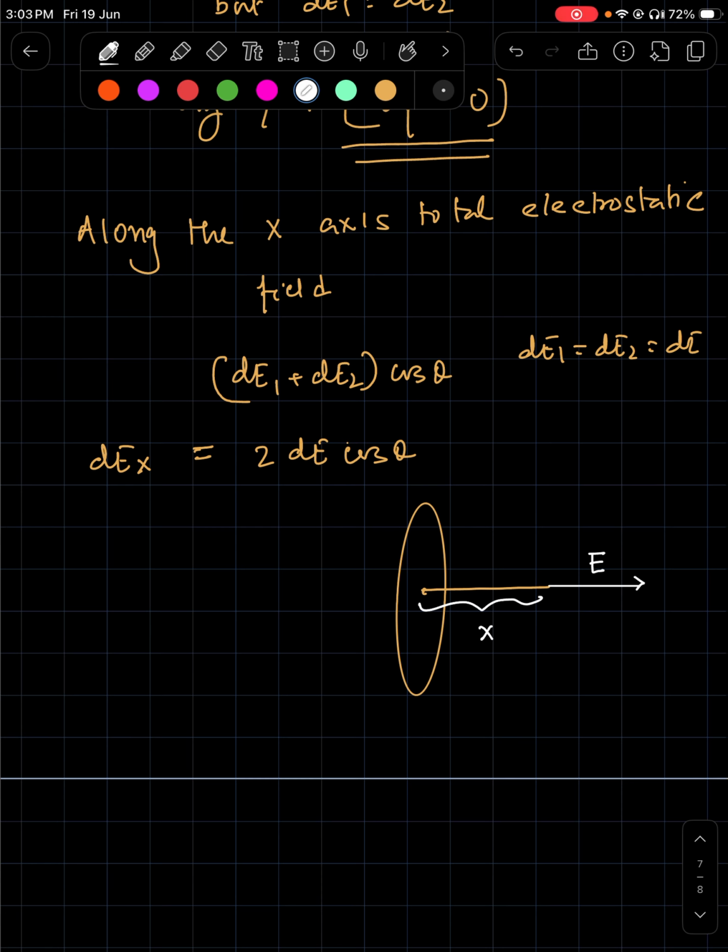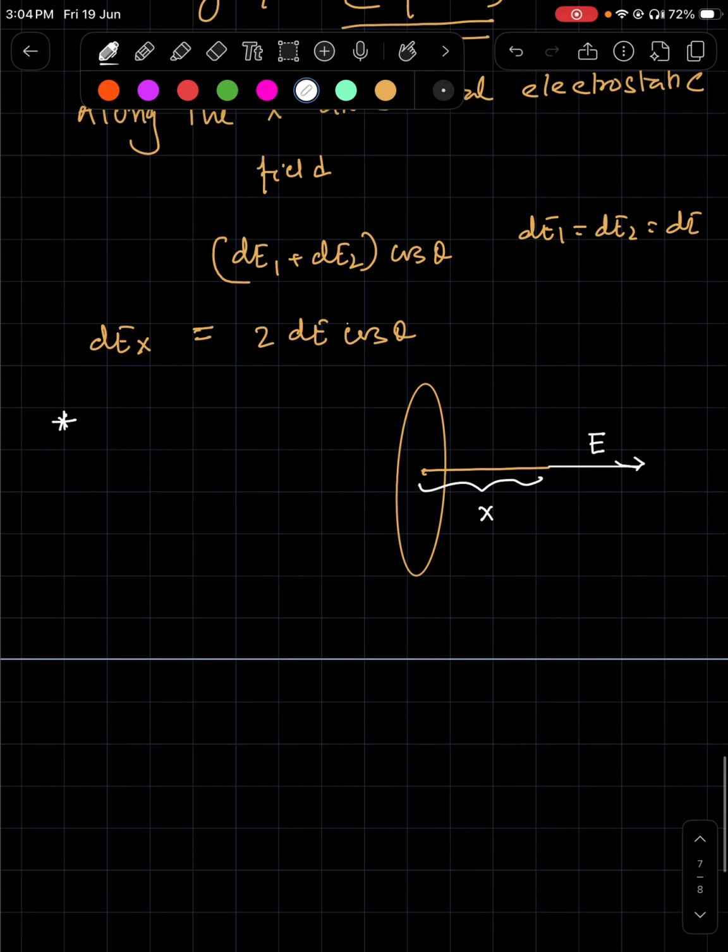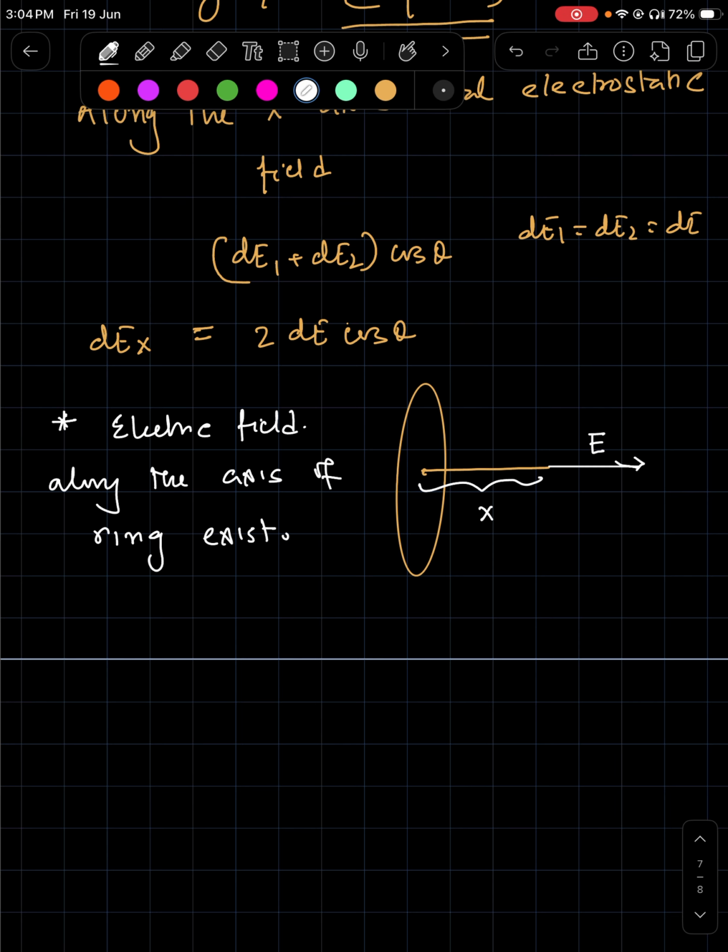Okay, so now we have decided. That is the only electric field here, only one direction, along the x-axis, along the axis. So the conclusion, the big conclusion, is that the electric field along the axis of the ring exists only along the axis.